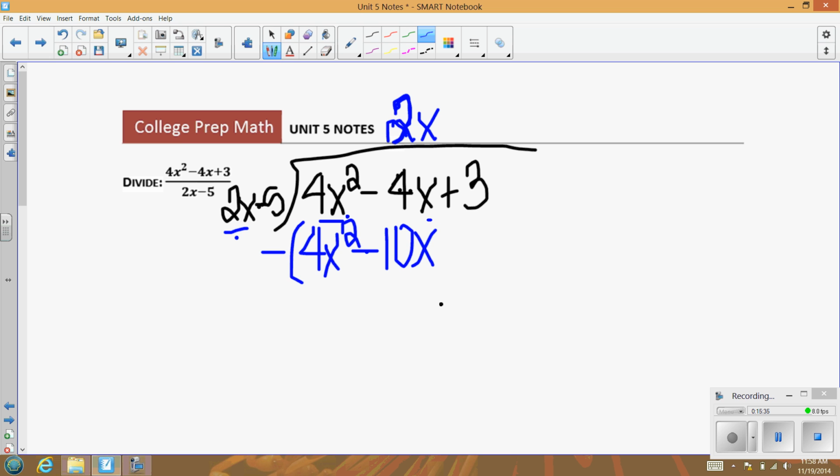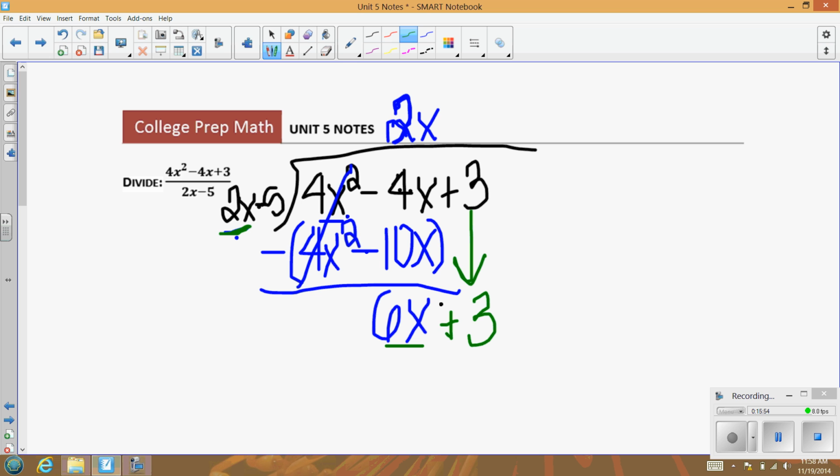And again, you're subtracting off that entire thing, so I'm putting it in parentheses. So these cancel. I have negative 4 plus 10, so it's going to be 6x. And then I'm comparing the 6x to this 2x. I'm also carrying down this 3. So compare the 2x to 6x.